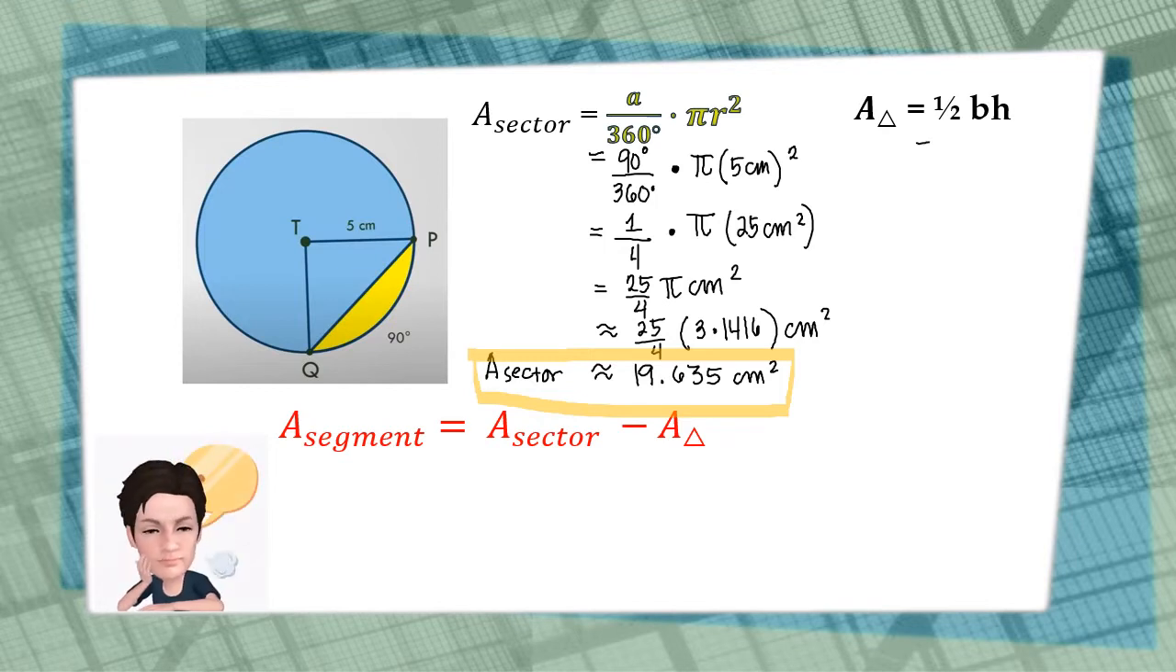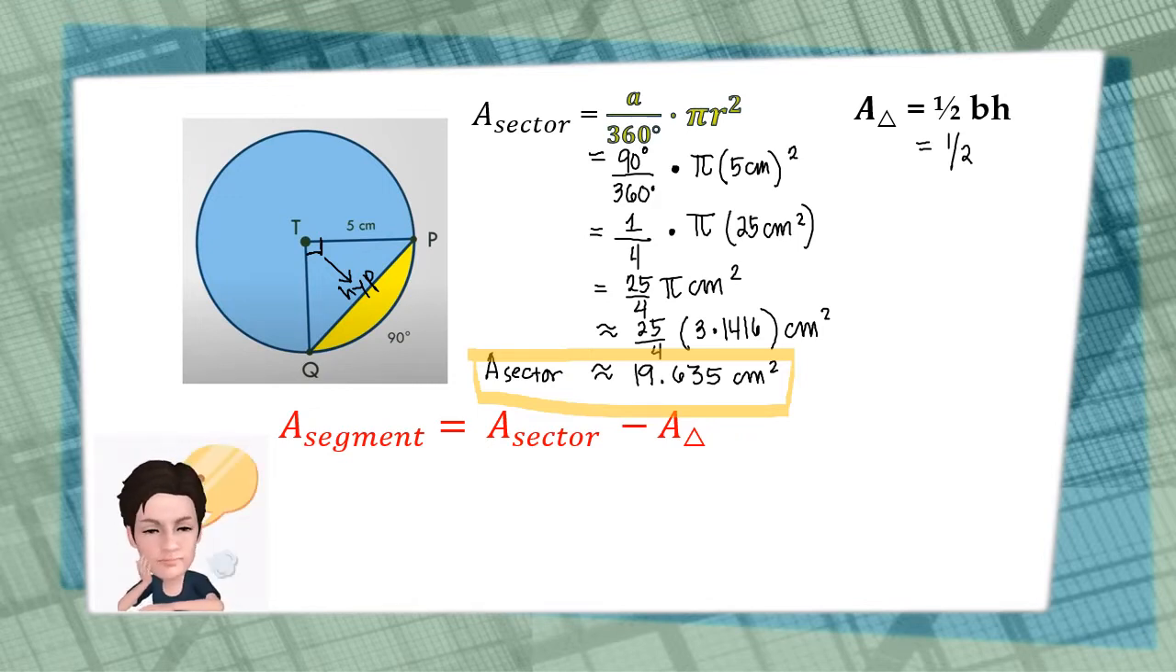So we have equals 1/2 and our base. Take note, guys, as you can see, our intercepted arc measures 90 degrees. Therefore, the central angle corresponding to this intercepted arc is also 90 degrees, or a right angle. So therefore, we do have a right triangle here. And we all know the side opposite to our right angle is the side QP. This is our hypotenuse.